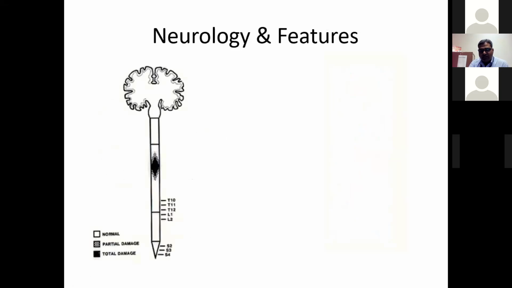Now, moving on to the spinal injuries and the lesions at the level of the spinal cord. Anyone can tell me where exactly the lesion is. So this is the cortex, brainstem, cervical part of the spinal cord, thoracic, lumbar, and sacral part. This black area is the complete injury or complete lesion, and the dotted area is the partial area of the cord damage. So where exactly does the lesion lie? Anyone?